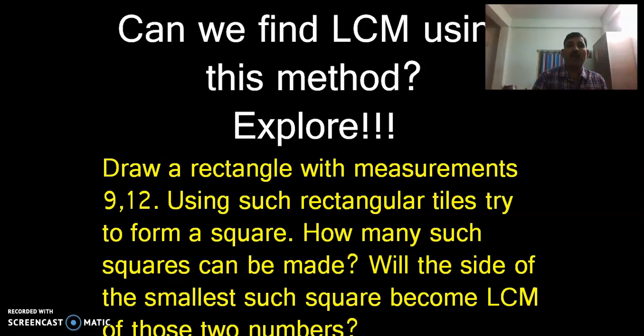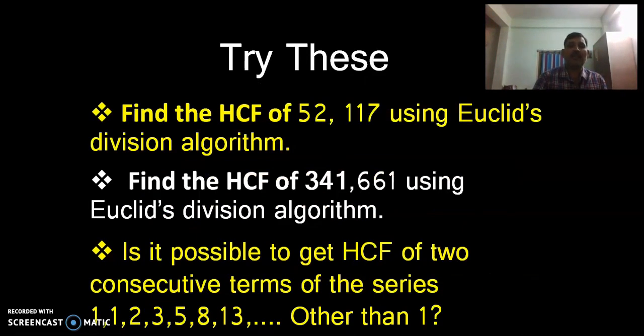Okay, now whatever the Euclid's division algorithm we learnt, now I'm going to give you some problems on that. You try to solve. The first one is find the HCF of 52 and 117 using Euclid's division algorithm. Second question is find the HCF of 341 and 661 using Euclid's division algorithm. And the third question is, is it possible to get HCF of two consecutive terms of the series 1, 1, 2, 3, 5, 8, 13, etc. other than 1?